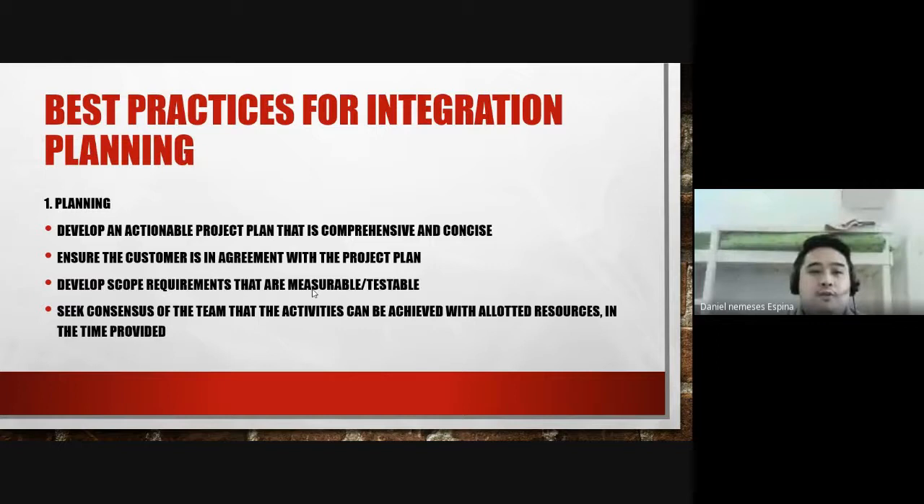Best practices for the integration planning. Number one, in the planning phase, these are the best practices. Develop an actionable project plan that is comprehensive and concise. Your plan must be very concise, okay? Not vague, such that you struggle with how to implement it. It should be more specific, it should be comprehensive, and the plan is very implementable.